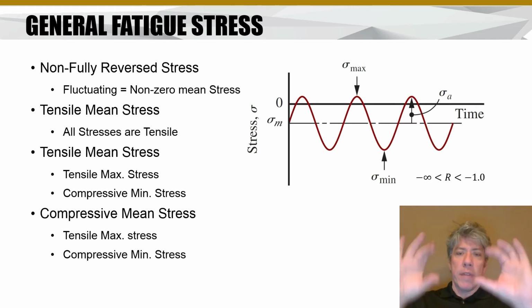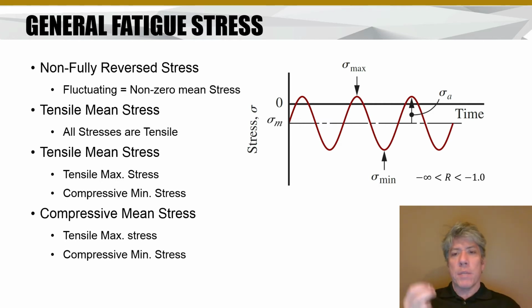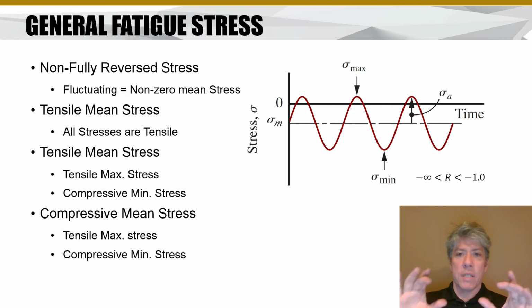Now if we keep moving that curve down, remember we're going to skip over the fully reversed version because we've already addressed that. If we keep moving this curve down so that the maximum stress is still tensile and the minimum stress is compressive, but now the mean stress is below 0, then we have a compressive mean stress. In this case, if you think about the limits, you're always going to get negative, first of all, because you've got a negative or a compressive minimum stress. So that's going to be in the numerator. The maximum stress is above the 0 line. It's positive. It's tensile. So you'll always get a negative over positive. It's always going to be negative.